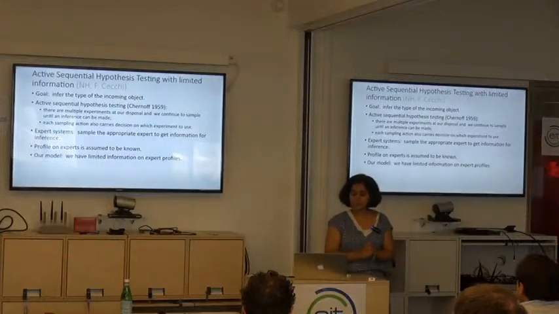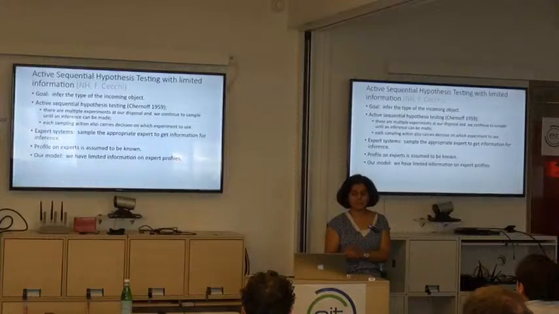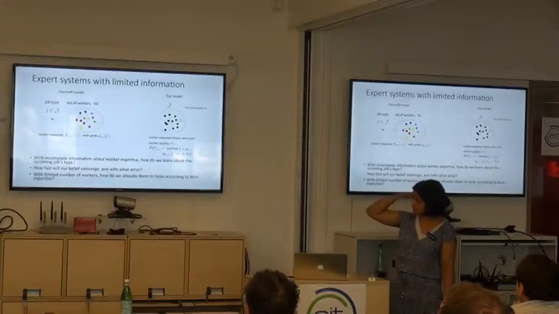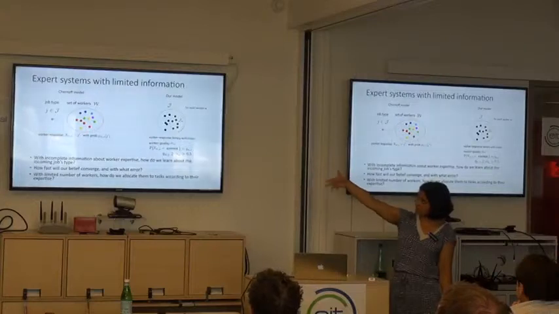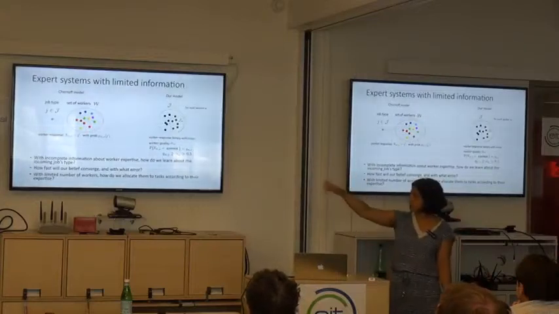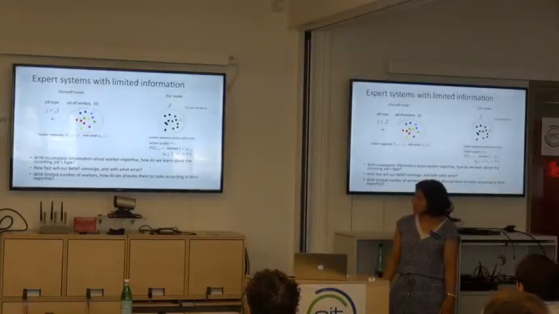Okay, and here in his framework, the profile on the experts is assumed to be known. And in our model, we assume limited information. So let me give you a little more detail here. On the left, there is a Chernoff model where you have a set of workers, and the different colors mean that they have varying profiles. And you have a new job that comes in.